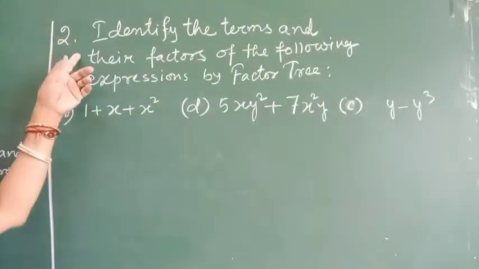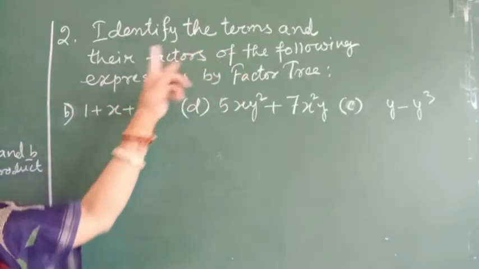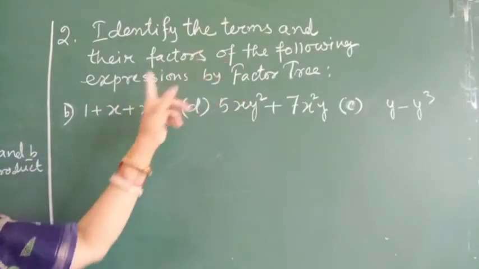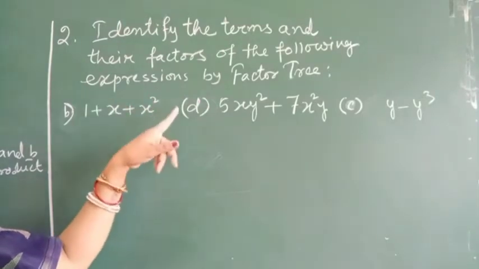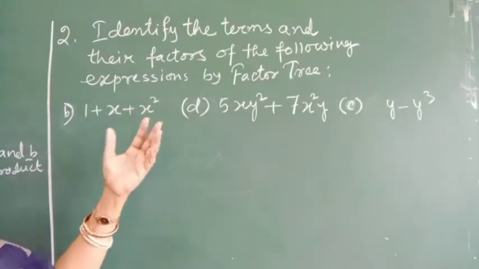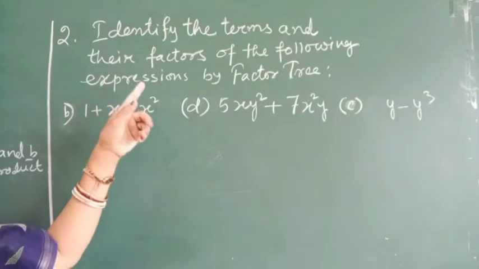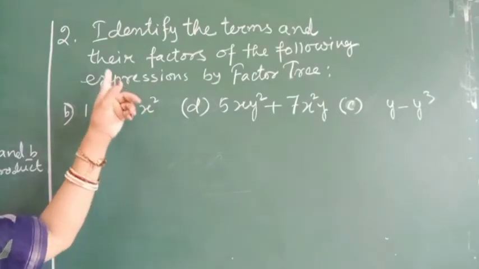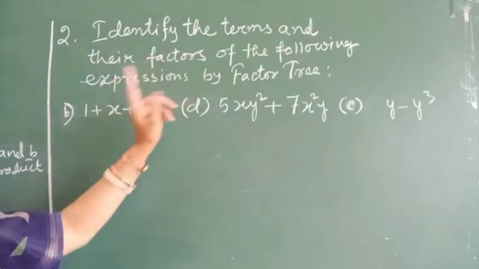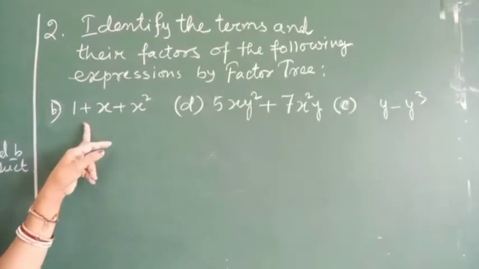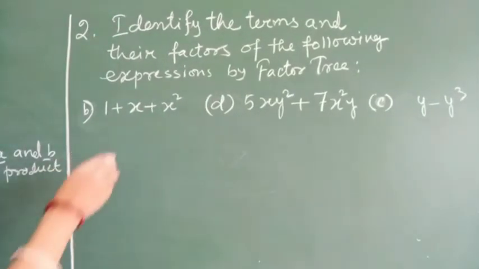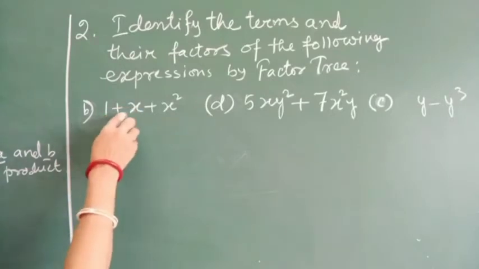Question number 2. Identify the terms and their factors of the following expressions by factor tree. Already we have explained the factor tree in the introduction part. Identify the terms and the factors from the factor tree. First expression, question B, is 1 plus x plus x square.